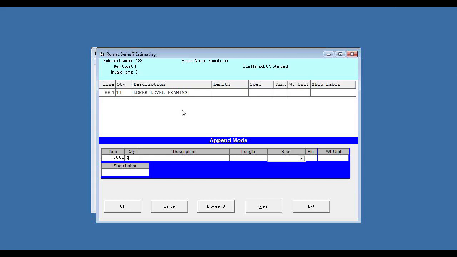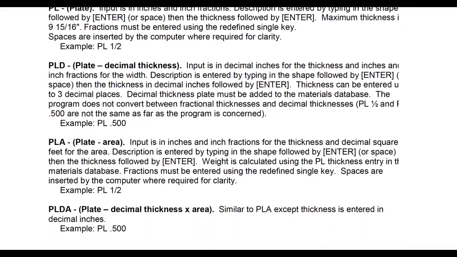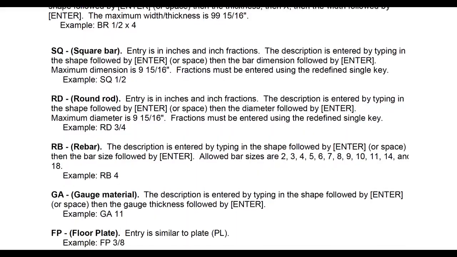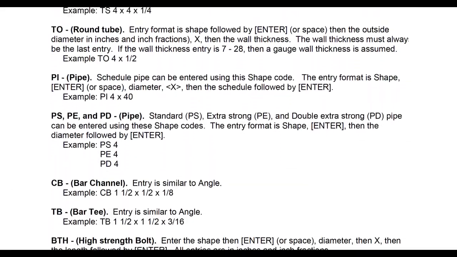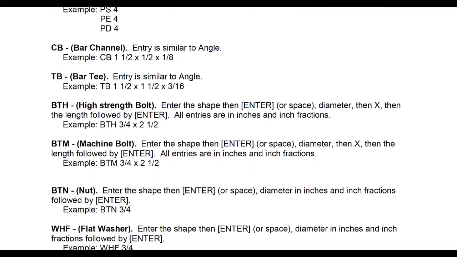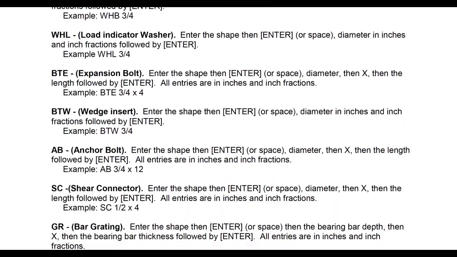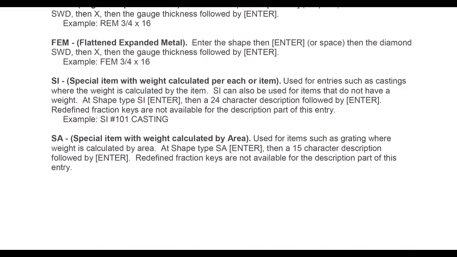In the description, we'll enter a shape and a size. For instance, a W10 by 22. Romac has several shapes to choose from: wide flange, angles, plates, bars, rods, pipe, tube, bolts, and special items. You could make an entry just for labor. For instance, if you needed to build a truss and needed to put in labor to build a jig or something. You can also put in welding, so many feet of welding to calculate labor on.